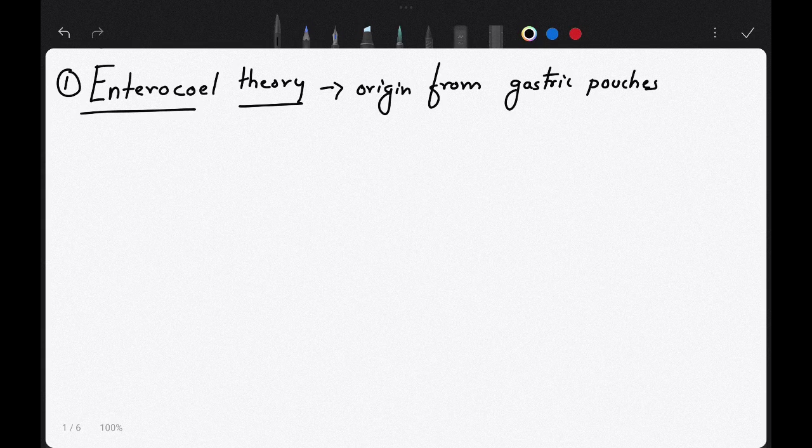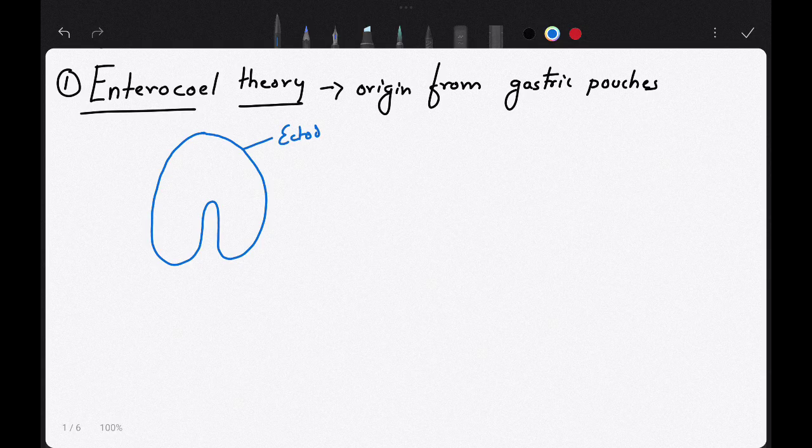So what happened here is that in the earlier class I told you about enterocoelomates. So this is almost the same thing, so let us study it again. In these organisms, this is the ectoderm, this is the endoderm, this is the archenteron, and this is the blastopore.